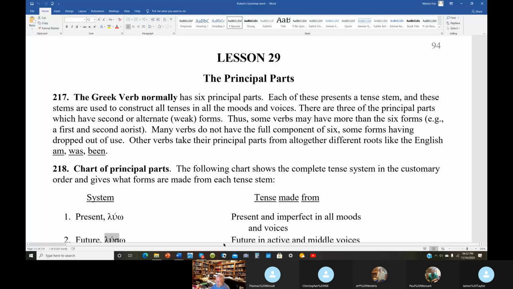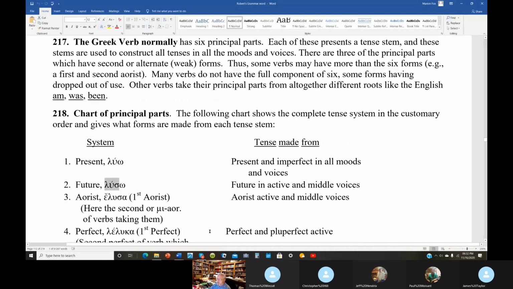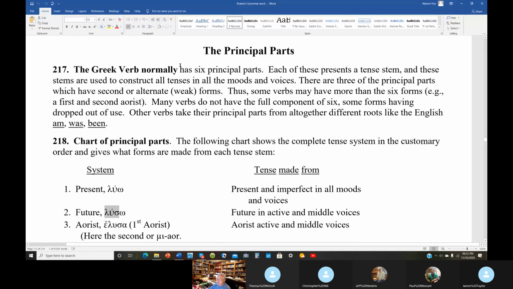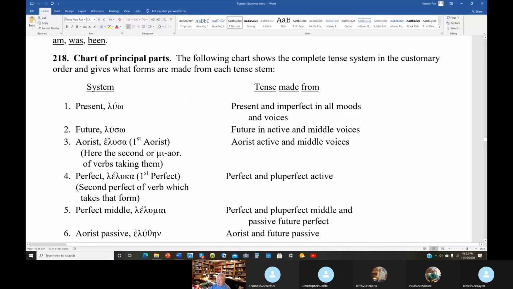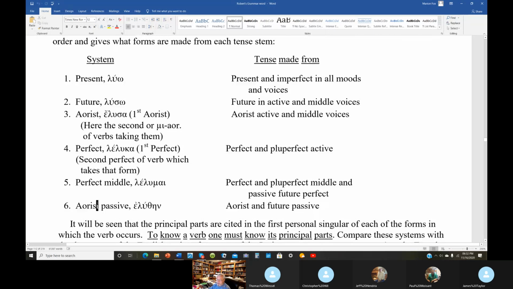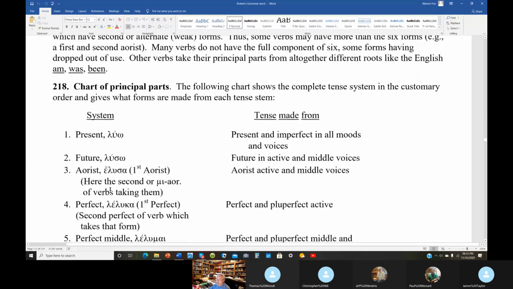Lesson 29, the principal parts. We're going to look at the principal parts. There are 6 principal parts. Much of this material is review of what we've already covered. Right here are the 6 down here: the present, future, aorist, perfect, perfect middle, and aorist passive. These are your forms, your principal parts.